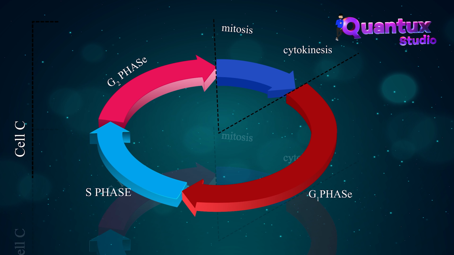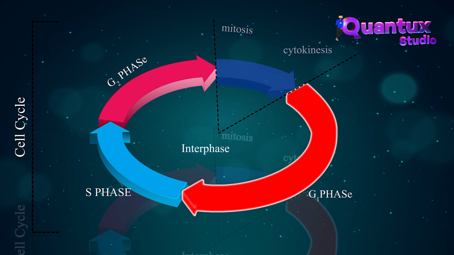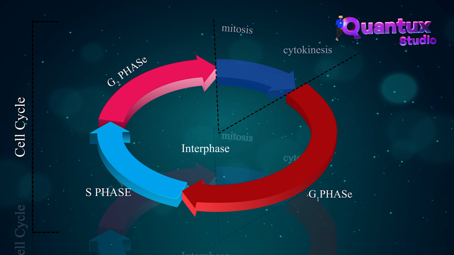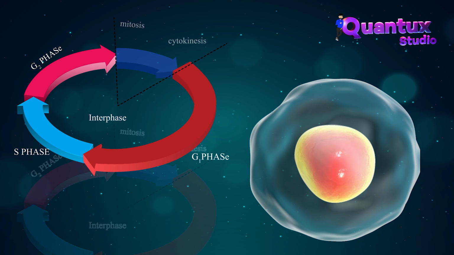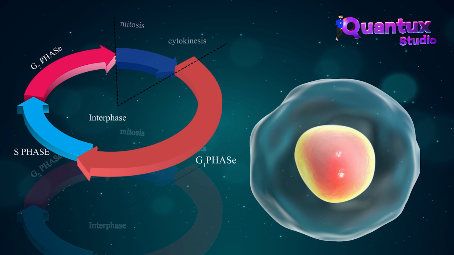To prepare for cell division, the cell goes through interphase, which can be divided into three distinct phases. During G1 or gap 1 phase, all the organelles and cytoplasmic components, including the centrioles in animal cells, replicate.